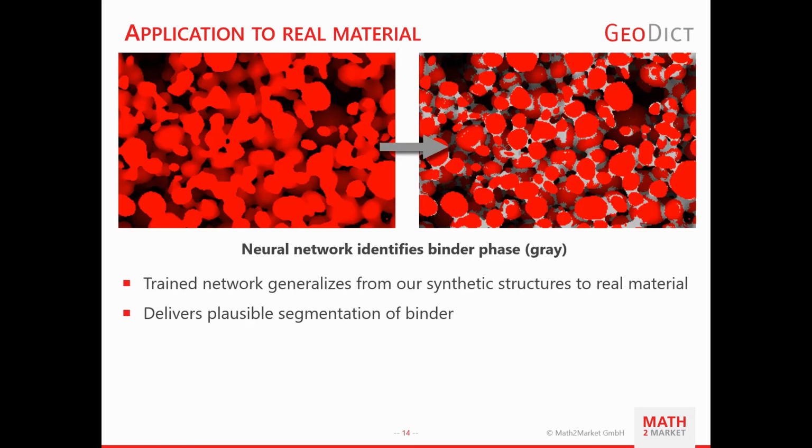Now that we are fairly confident that the network works well on our training and validation structures, we can finally apply it to our real material. On the left-hand side, you can again see the binarized scan of the NMC cathode, where the grains and the binder are not distinguished. And on the right-hand side you can see the end result that you get when you apply the trained neural network to that image. You can see that the neural network delivers a plausible segmentation of the binder phase marked in gray. And by this we can tell that the network has generalized from our synthetic structures to the real material.